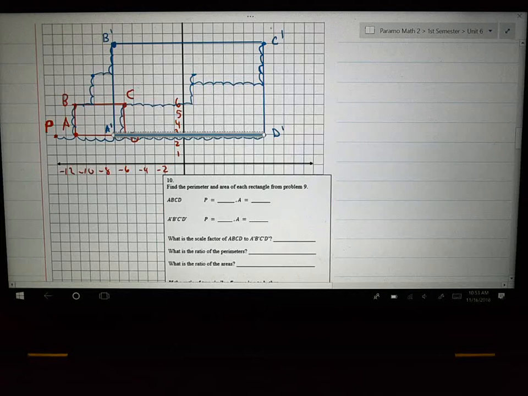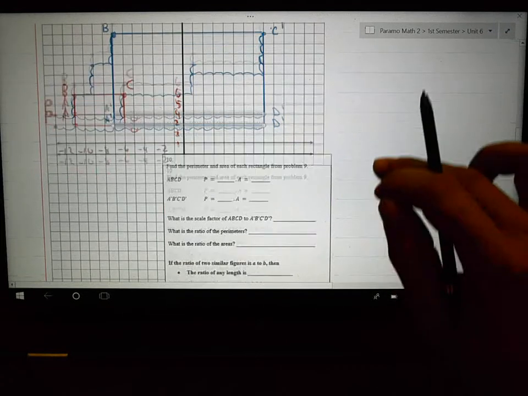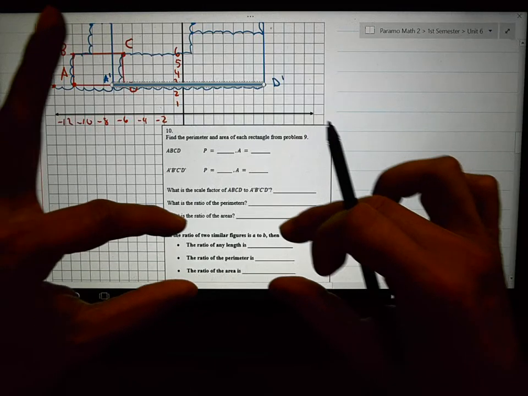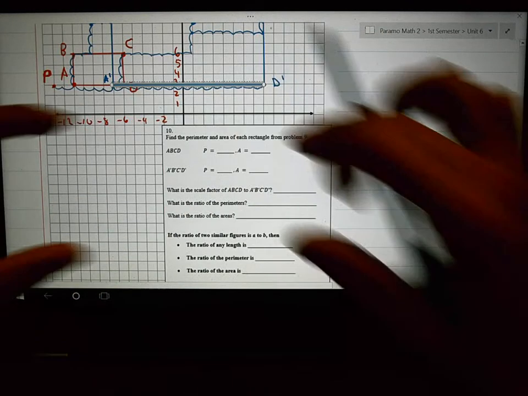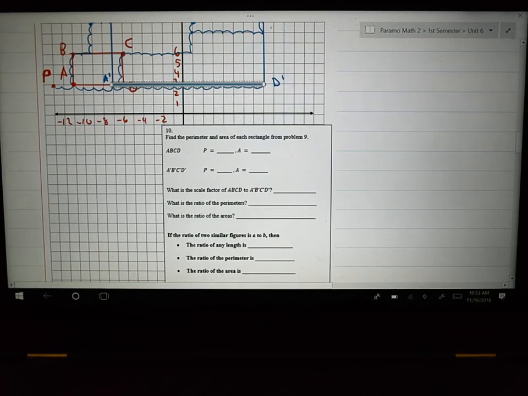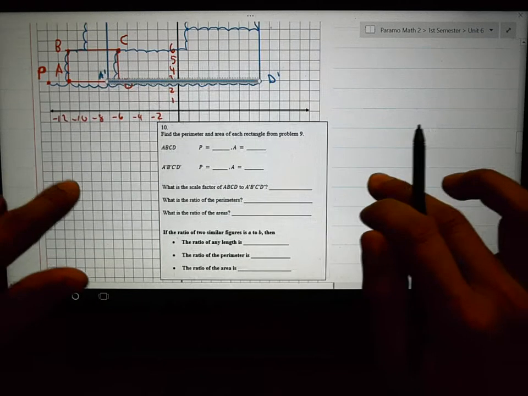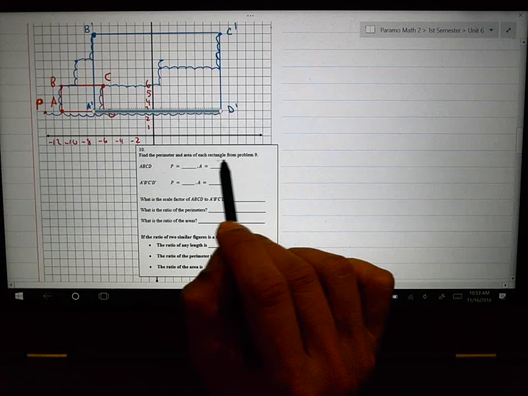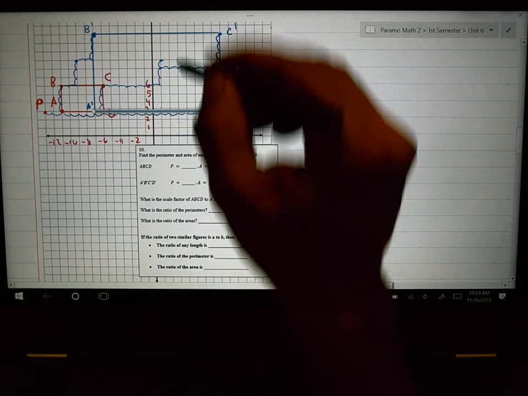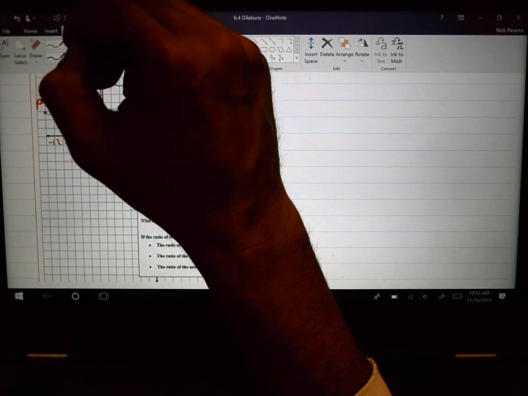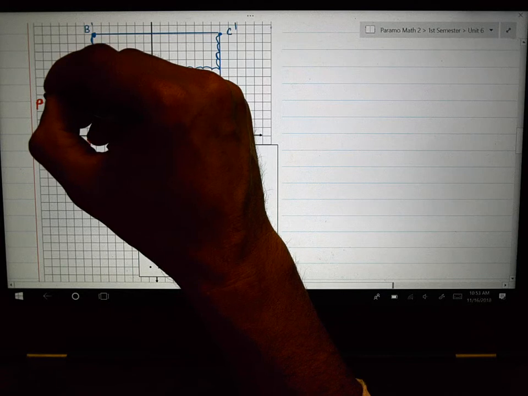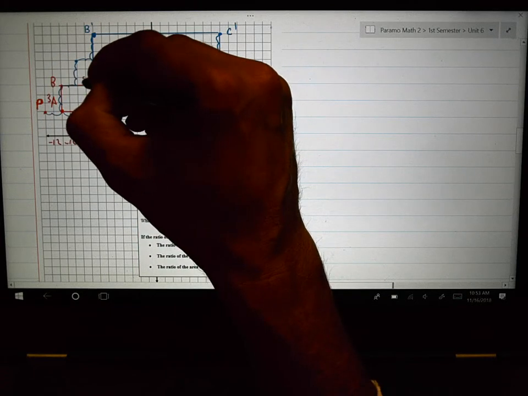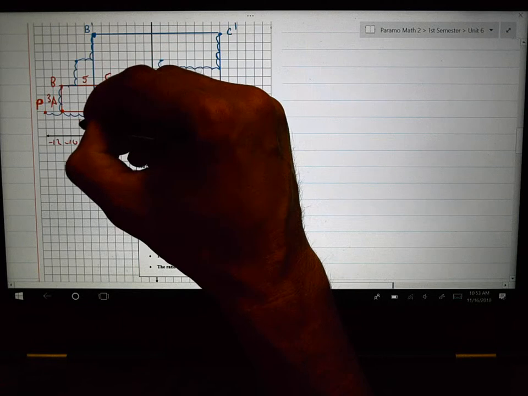Which is now going to bring us into the hardest question, which is right down here. But we're not going to be able to answer this hard question until we answer parts of number 10. So let's do number 10 together as well. Find the perimeter and the area of the rectangle from problem 9. So what's going to help us is if I start counting. This side is 3 units. 1, 2, 3, 4, 5. 5 units, 3 units, 5 units.